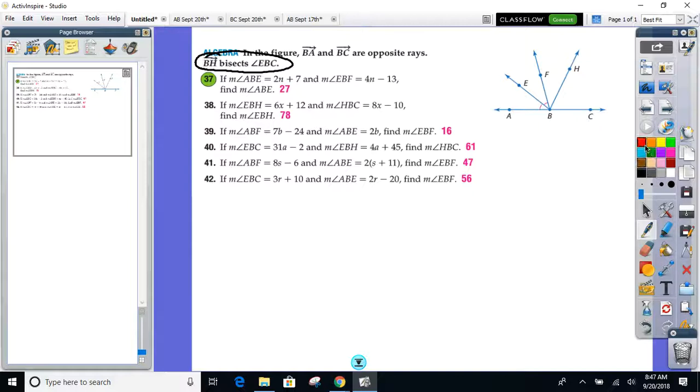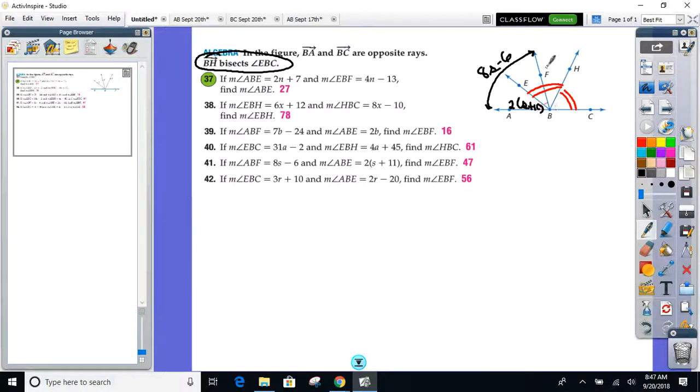So that means HBC has to be congruent to EBH, because BH is bisecting EBC. Everybody good? I did two arc marks because the ones were already being used. We okay on that fact? 41, you said, correct? Okay, let's see what my angles are. ABF, that whole angle right there, is 8s minus 6, so I'll just mark this so you know what I'm talking about. And then ABE, that one right in the middle, is 2 times s plus 11.